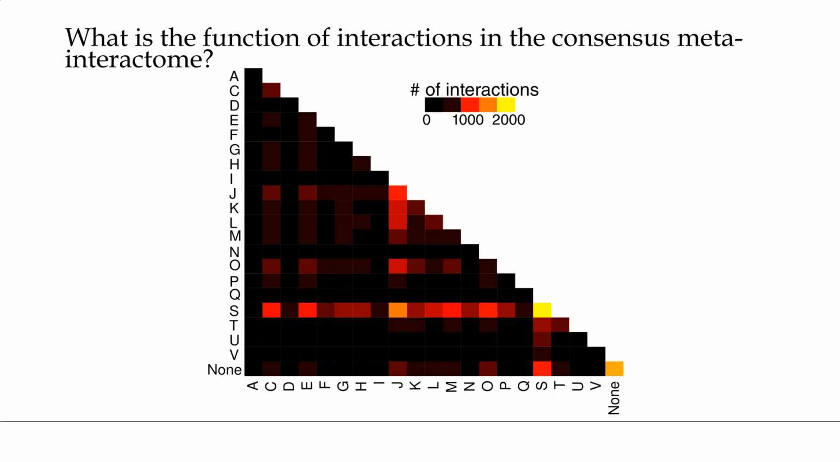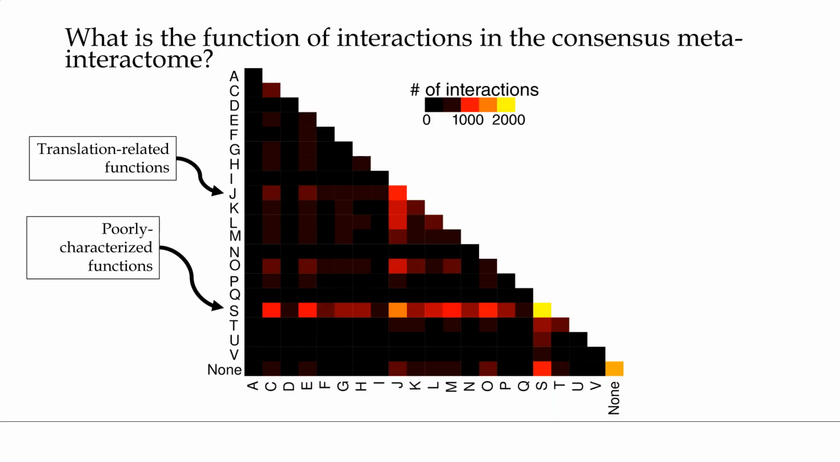So we know that there are many protein interactions out there representing some kind of unknown interaction, or at least an interaction with an unknown function with an otherwise rather critical protein function, something having to do with translation, which we know is essential to life and not just bacterial life either. So those are the translation functions there in J as compared to the poorly characterized or unknown functions.